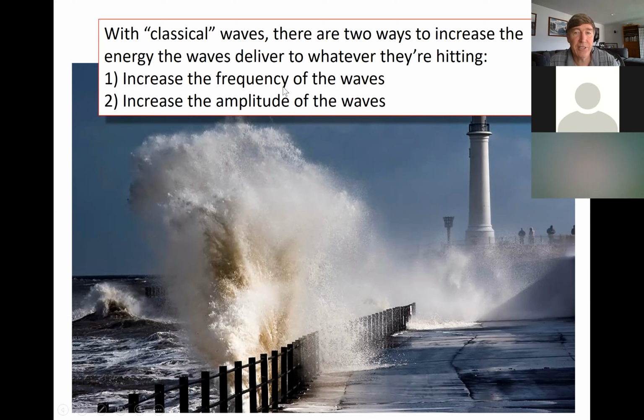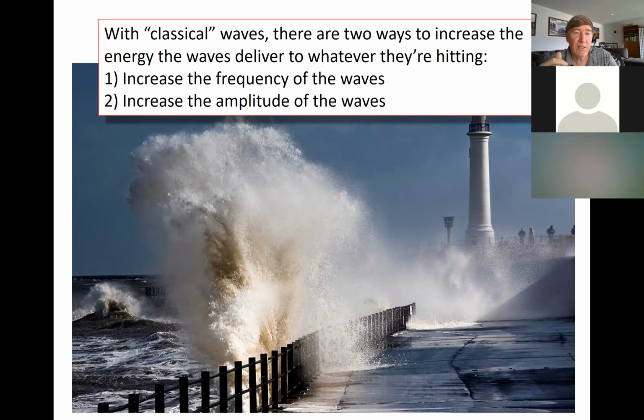One is you could increase the frequency of the wave, because every time a wave hits the boat, the boat's going to hit against the dock. So if you increase the frequency, that means the boat is going to hit the dock more often, and that would increase the probability of destroying my boat. But another way is the amplitude of the wave. What you see right here, this wave that just hit the dock, that was a wave that had a huge amplitude. These are big waves.